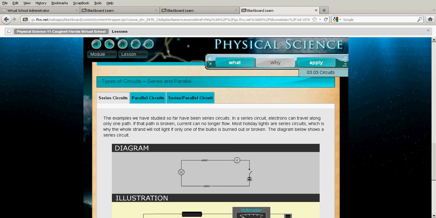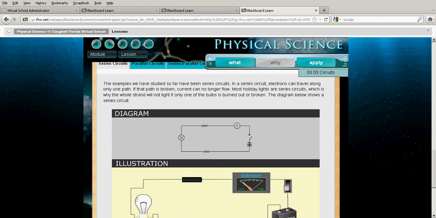We have different types of circuits. We have series and parallel. Series is just like we are seeing here. It's just a square. And that's what we've been looking at so far, just series circuits. Electrons travel along one path, only one path. If that path is broken, the current stops.